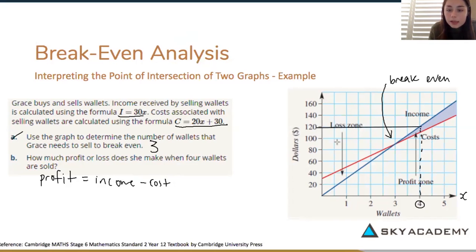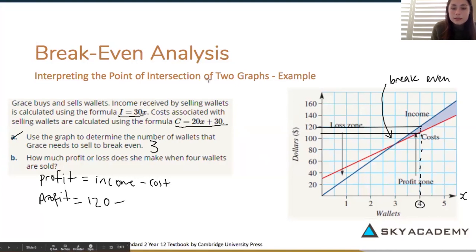So my profit is going to equal 120 minus, and now I'm going to go across to my cost line, which is red, which is here. She's going to have a cost of $110. And so my profit is going to equal $10.